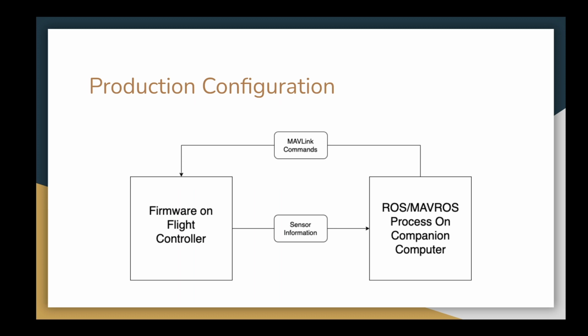And so in order to actually control the drone, the ROS and MAVROS code ends up sending MAVLink commands over to the flight controller, and the flight controller responds and then possibly sends back more information. And that is how this whole process will work on the real drone.